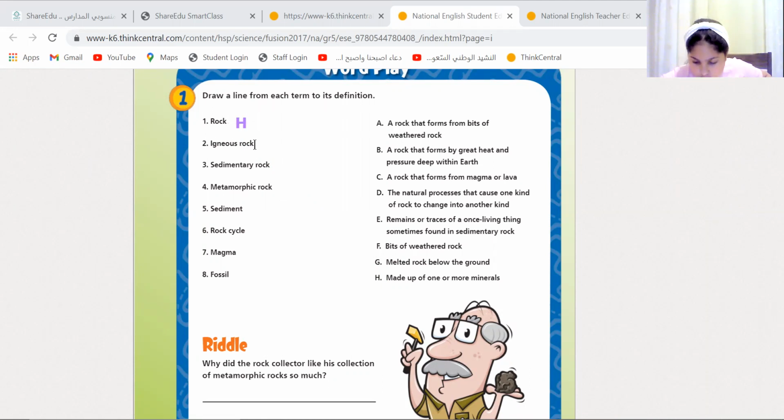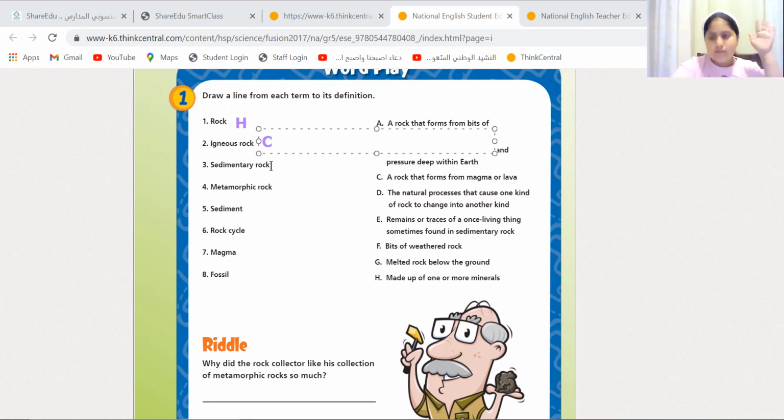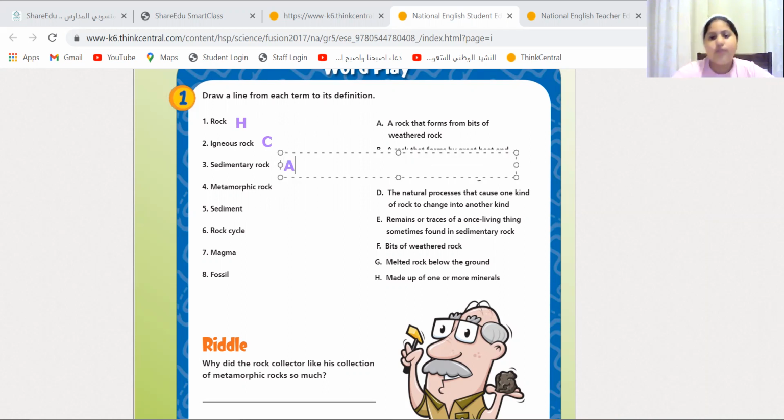Number 2. Igneous rock. It's C, a rock that forms from magma or lava. Excellent. Bravo. That's correct. Amal. Sedimentary rock is A, a rock that forms from bits of weathered rock. Excellent. Bravo. Number 3 is A.